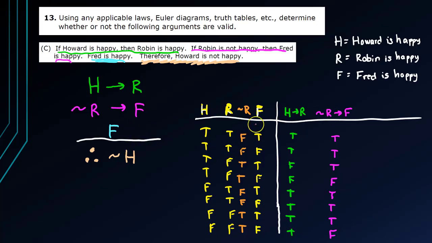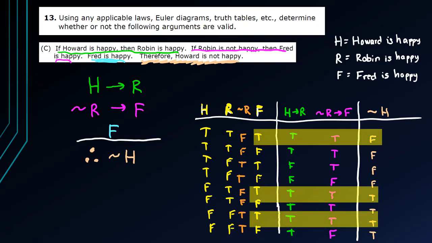Now I'm not going to rewrite F because we already have F over here. So I'm going to use that. It doesn't matter which order they go in. I want to look for instances where these three columns here are going to be true eventually. But first I want to figure out, okay, where is Howard not happy? So I'm just going to negate all of these, and so I have these. So I'm going to look for instances where I have this, this, and this being true. So like this one here, and this one here. So there are three instances where all three of these are kept.